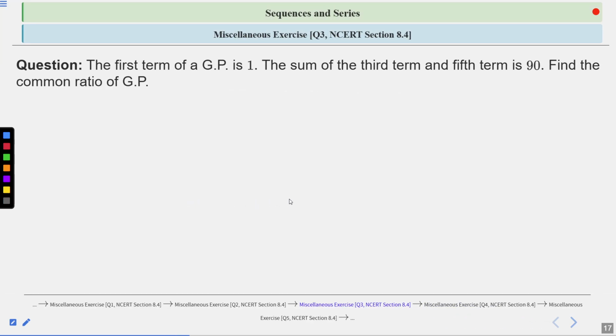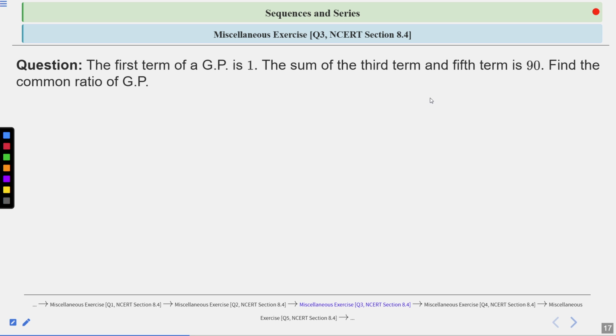Now we move on to question number 3. Question number 3 says that the first term of a geometric progression is 1, that is a equals 1. The sum of the third and fifth term is 90. That is, the third term is a3 and the fifth term is a5, so the sum of the third term and fifth term is 90.